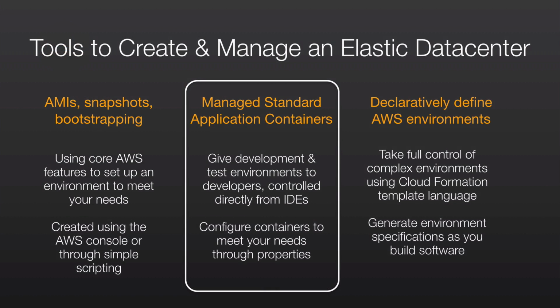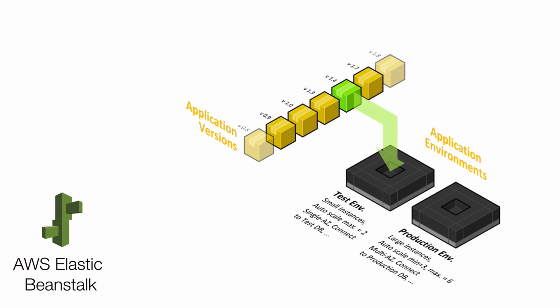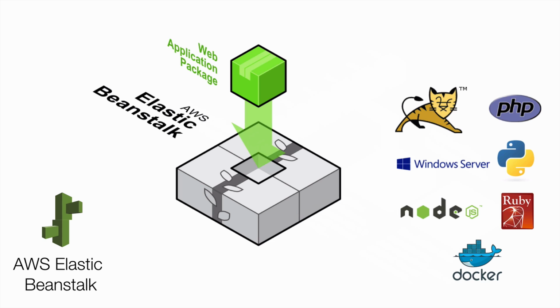Move on and take a look at these managed standard application containers with AWS Elastic Beanstalk. And this allows you to create application environments and actually manage multiple versions of your application across those environments, maybe vary those environments according to what their usage scenario is going to be. And the packaging formats that are supported for your application are relatively varied. We support 7 different formats, so Java on Tomcat, PHP, .NET, Python, Node.js and Ruby.